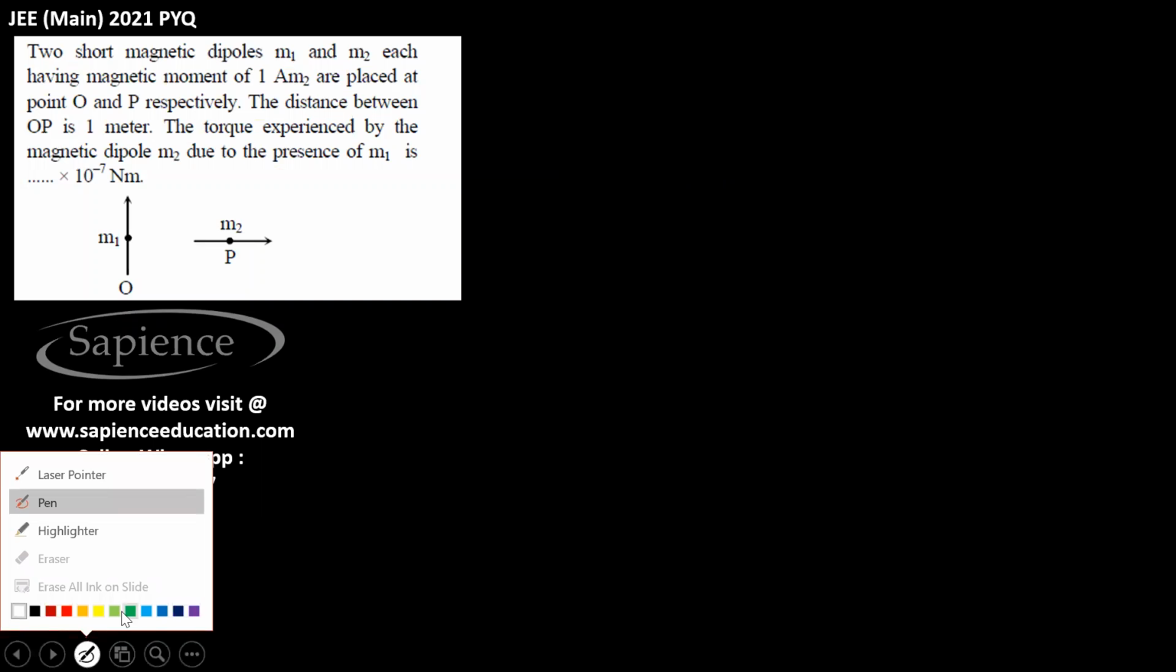The next question is: short magnetic dipoles of magnetic moment M1 and M2. So this is M1 and this is M2, having magnetic moments already given, are placed at points P and Q. The distance between O and P is 1 centimeter. The torque experienced by the magnetic moment M2 due to the presence of M1 is asked. The torque experienced by a magnetic dipole in an external magnetic field is given as M cross B. So you are asking for the torque experienced by 2, so that will be the magnetic moment of 2 cross the field because of 1. That means the responsible magnetic field is of 1.